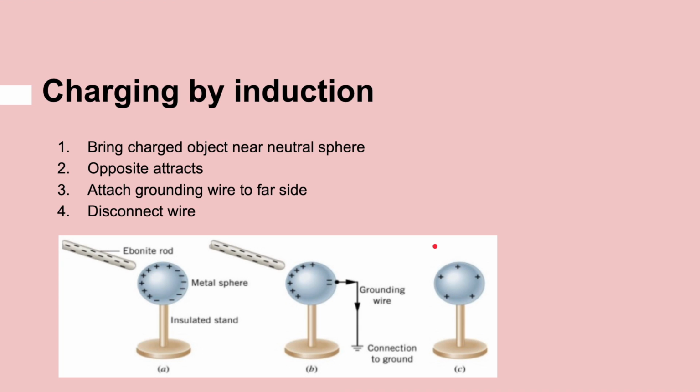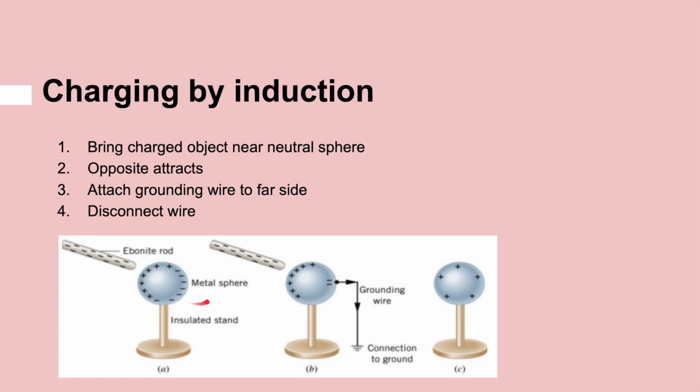Now the last thing is charging by induction. This is when we charge an object without touching it. Here, this is an example from a textbook. We have an ebonite rod. So we have a rod that's super negative, and we have a metal sphere. Because this metal sphere is a conductor, the charge is all along the surface. Now what's going to happen is the positive charges are going to be attracted by this negative rod. So see, the positives are on this side and the negatives are down here.